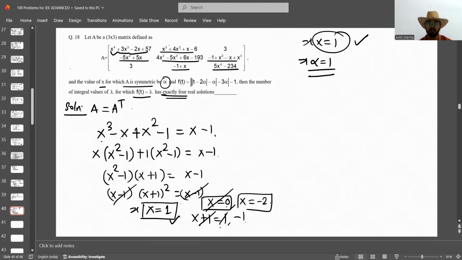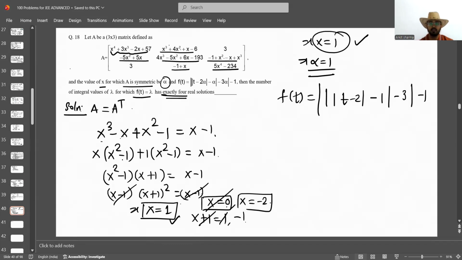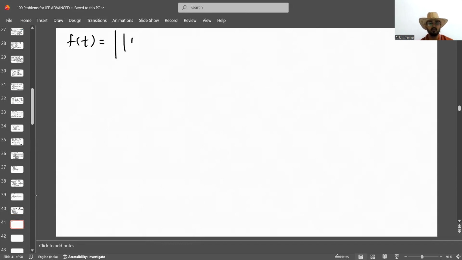So alpha is 1. Now we have another equation which is f of t is equal to modulus of modulus of modulus of t minus 2, minus 1, minus 3, the whole minus 1. So this is my f of t, and f of t is equal to lambda. That means we need to graph this modular expression. So f of t is equal to mod of mod of mod of t minus 2 minus 1 minus 3, the whole minus 1 I have here.